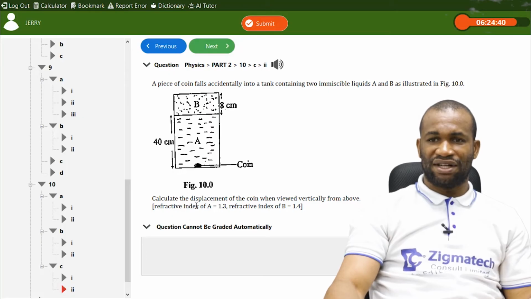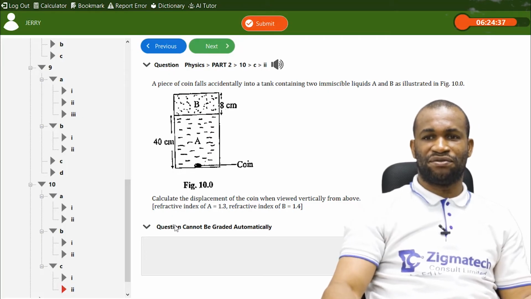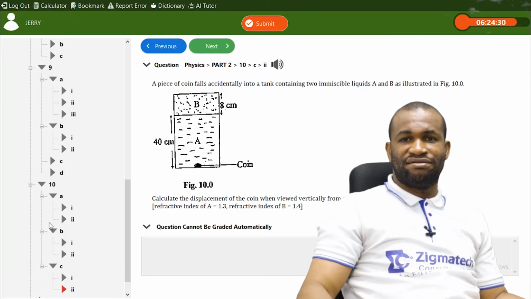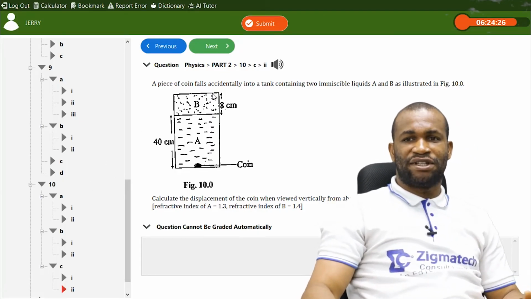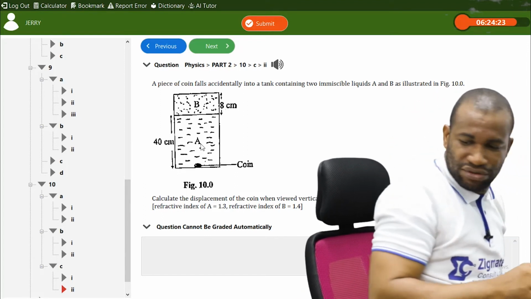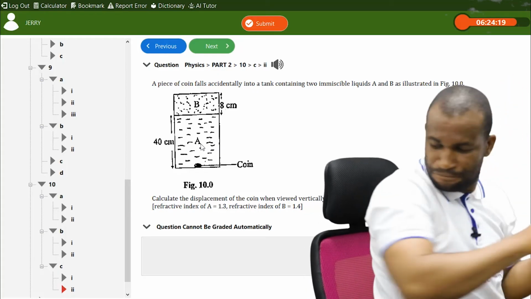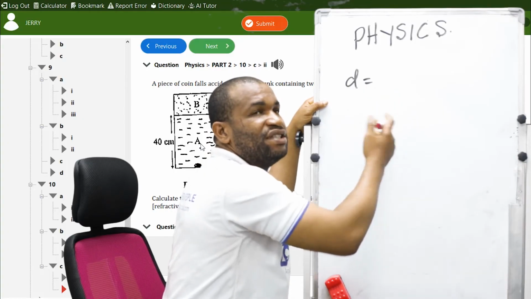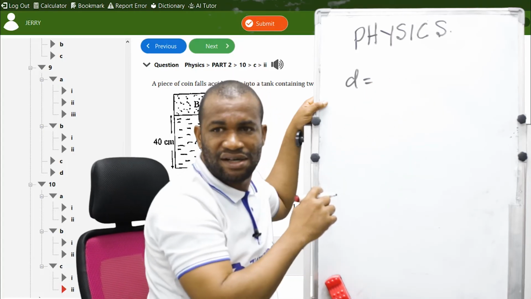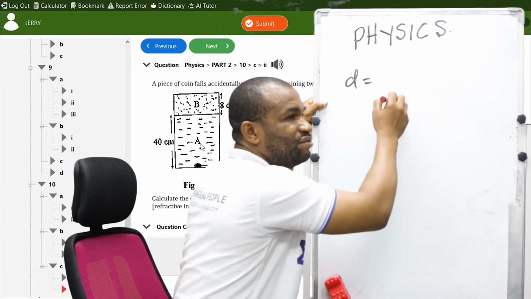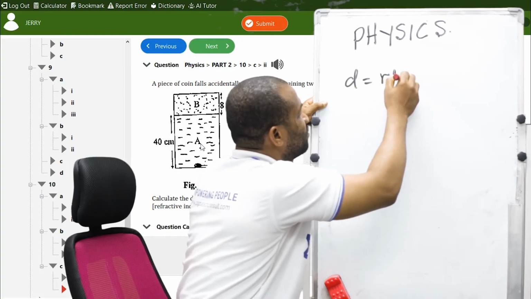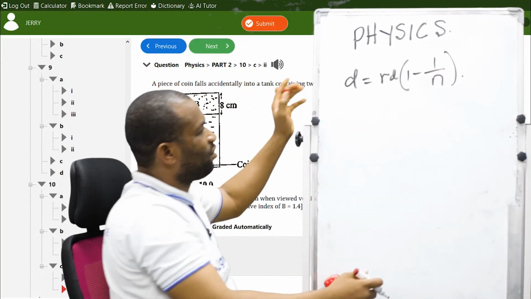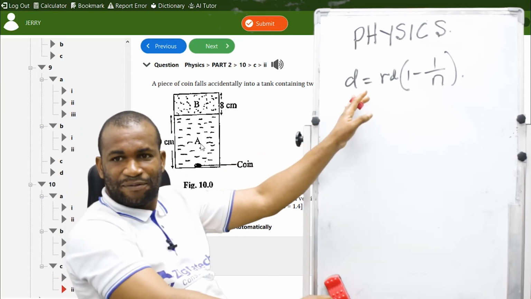So what are we looking for? Calculate the displacement of the coin when viewed vertically from above. The refractive index of A is 1.3. This is simply to find the displacement for A and the displacement for B and add them. How do you do that? The displacement for A is going to be the real depth multiplied by 1 minus 1 over the refractive index. This formula is used for finding the displacement.